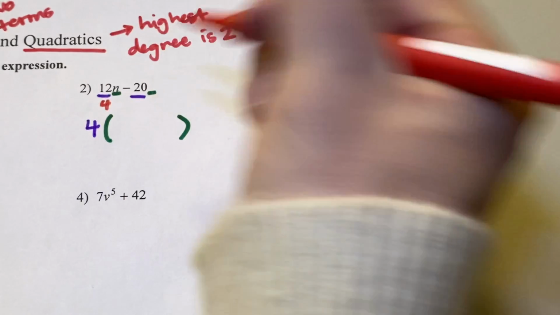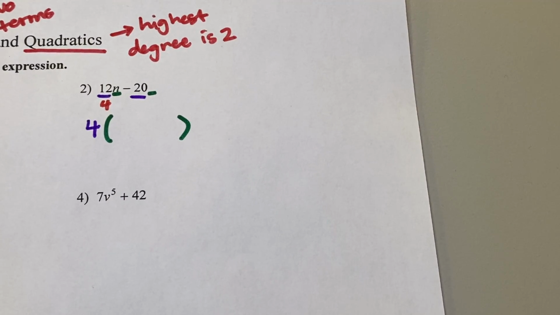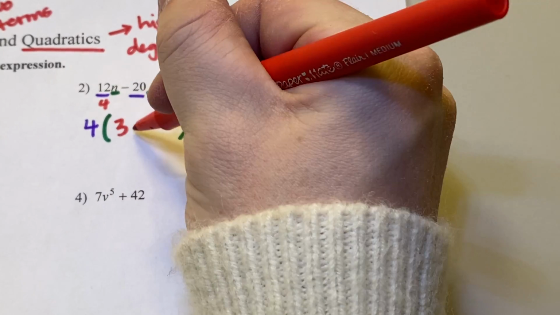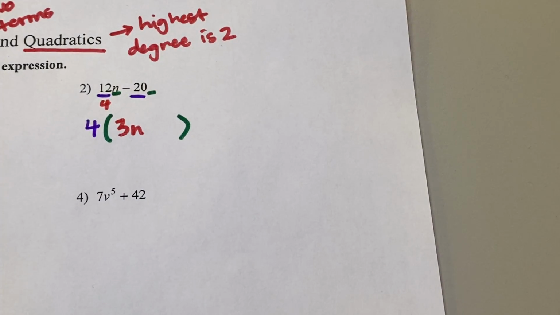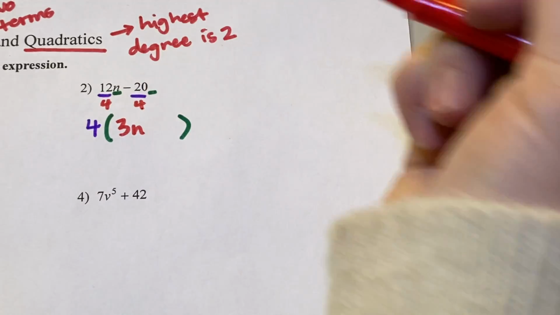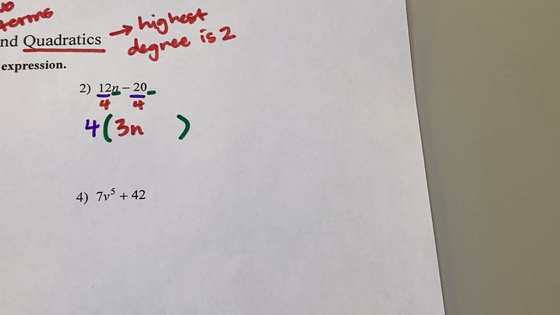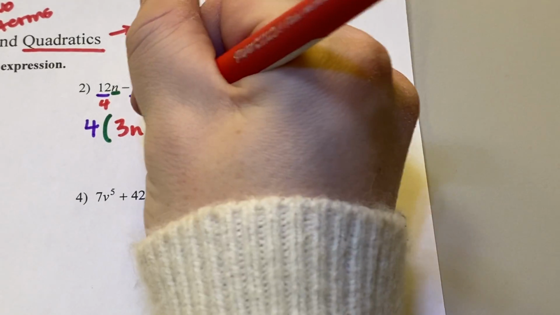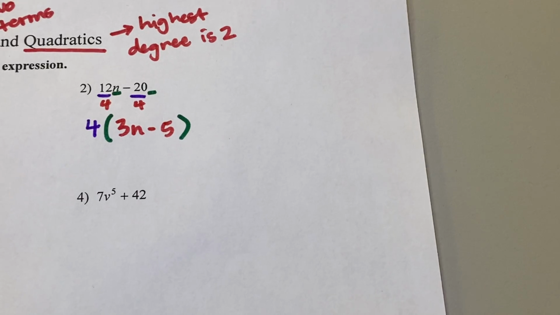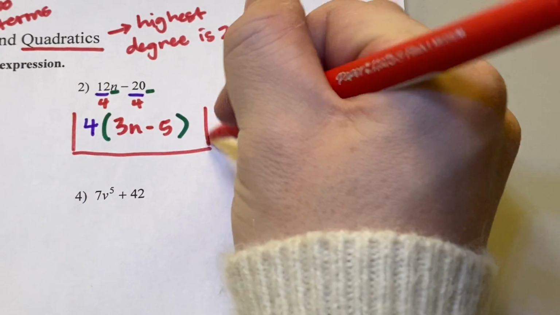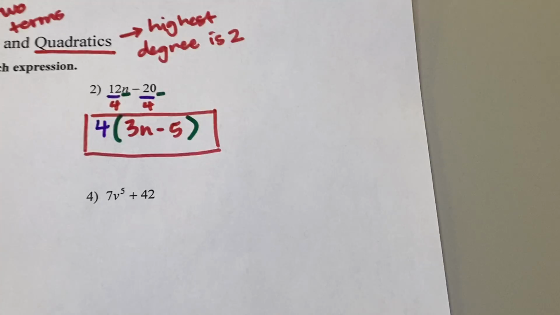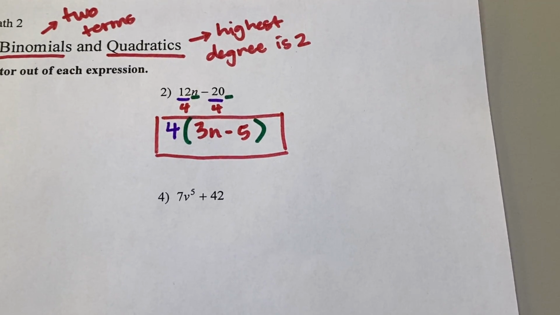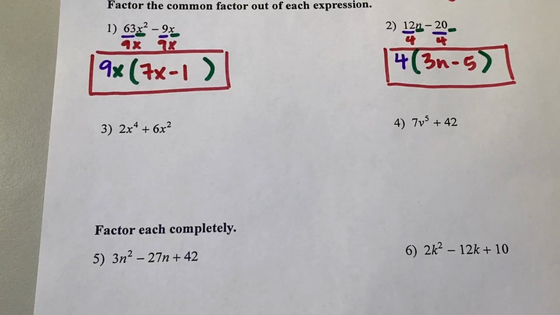Okay, what is 12 divided by 4? Ricky? 3. And then we didn't take the n away, so it's still 3n. Okay, then I have negative 20 divided by 4. Ricky? 5. Positive 5? Negative 5. So final answer, 4 times 3n minus 5. Beautiful. Okay, let's try it again.